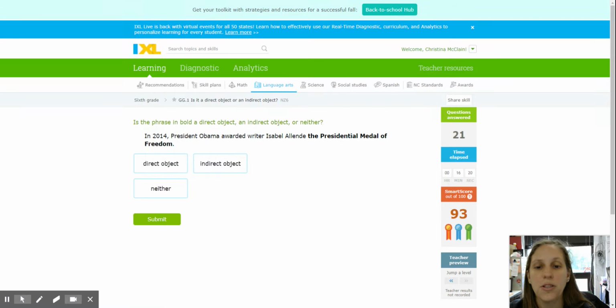In 2014, President Obama awarded Isabel Allende the Presidential Medal of Freedom. President Obama awarded what? The Presidential Medal of Freedom. So what is receiving the action? The Presidential Medal of Freedom. That means it's my direct object.